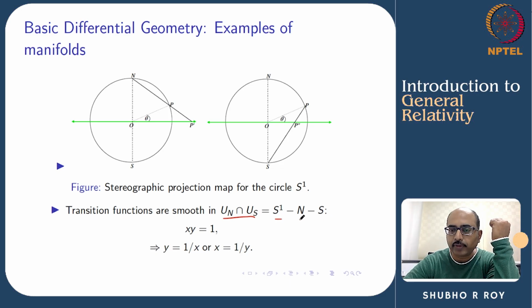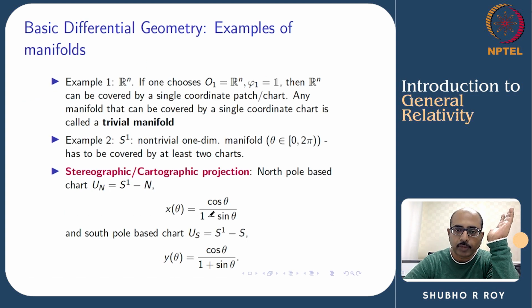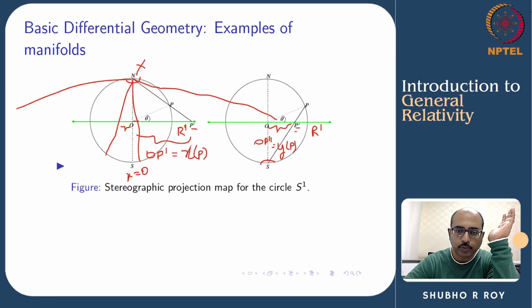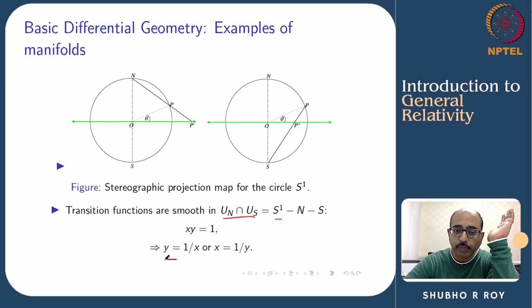Remember, N is given by y equal to 0, and S is given by x equal to 0. So x equal to 0 and y equal to 0, these points are excluded. Now, from these elementary trigonometric relations, you can easily infer that the product of these gives you 1. So xy equals 1, which means that y can be written as 1 over x, or x can be written as 1 over y. Either way, since x equal to 0 and y equal to 0 are excluded, these are smooth functions. You can take infinite order derivatives and they will all exist. Okay? They will all exist.